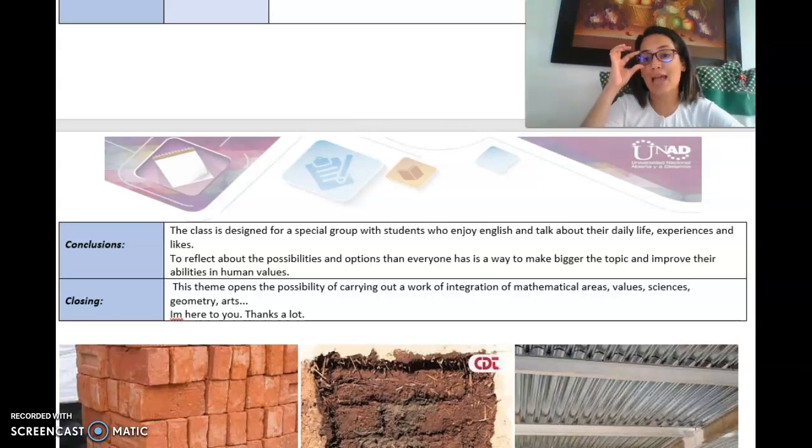Also, I was closing this presentation by telling you that this theme opens the possibility to carry out integrated work with mathematics, values, science, geometry, and arts. So we can improve the students' knowledge and make it count a lot in their lives.